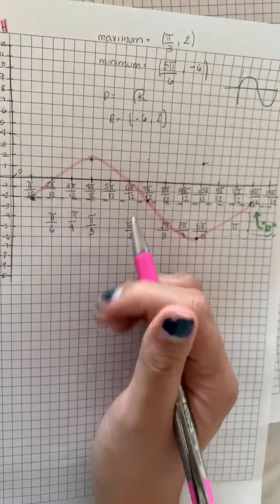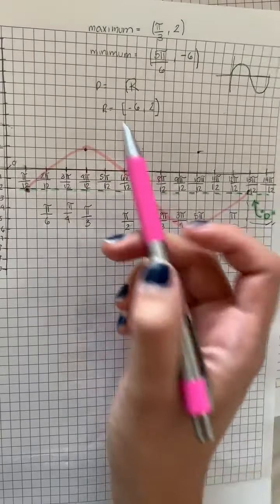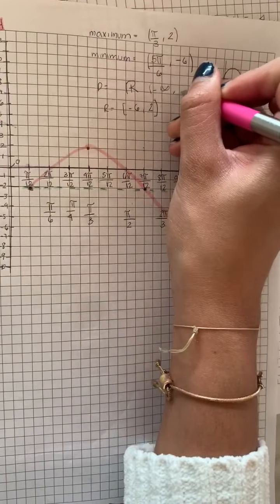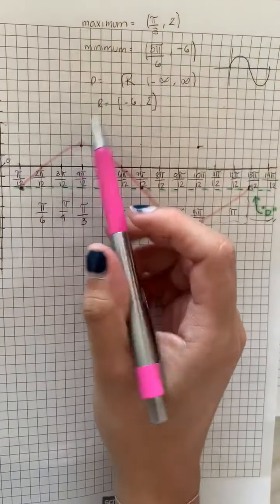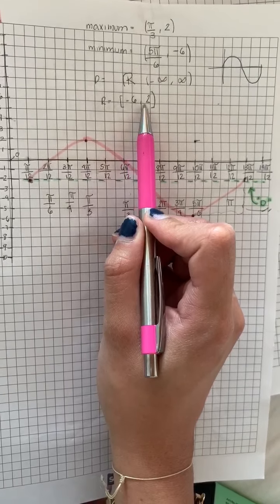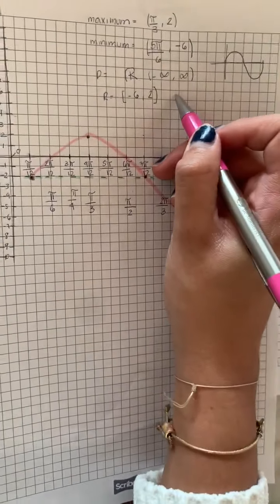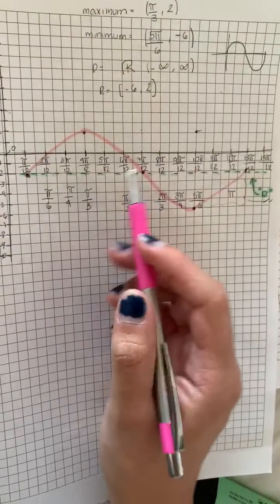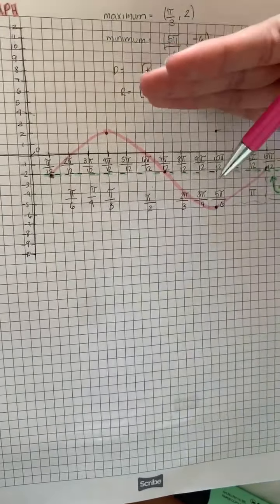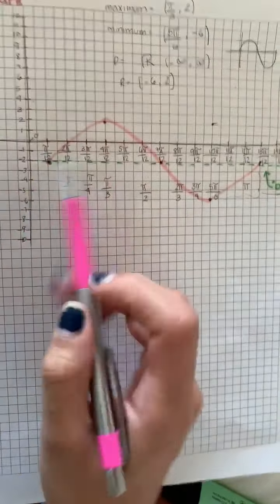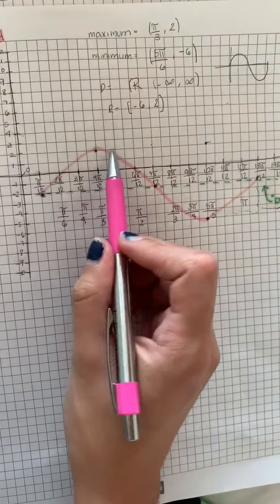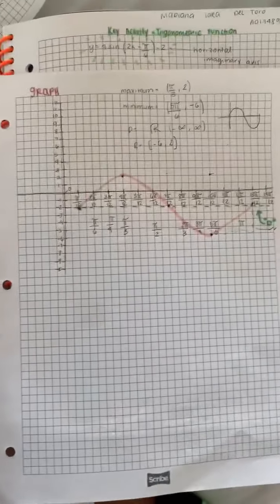Your domain in these trigonometric functions is always going to be real numbers, which means minus infinity to infinity. And your range is going to be your lowest point to your highest point. These ones are your y-axis. So it's from minus 6 downwards to upwards, so it's in the y-axis. It's going to be minus 6, comma 2. And then you have finished your trigonometric function.